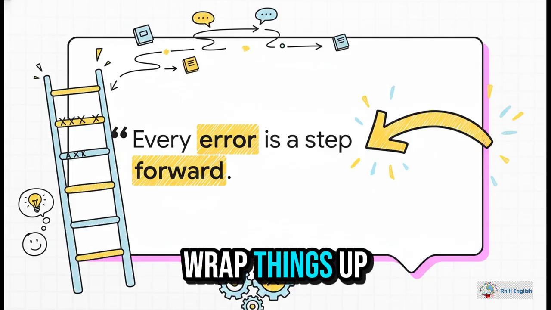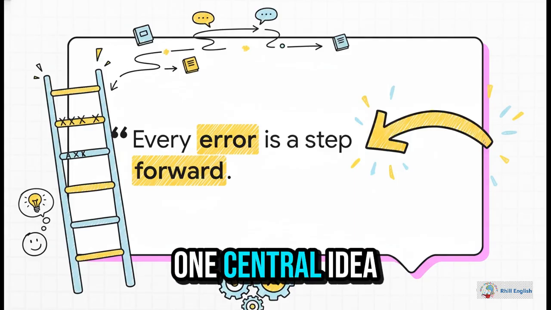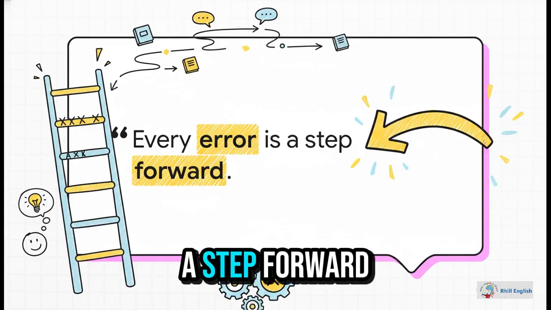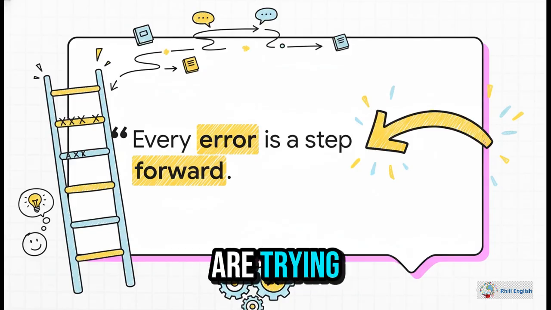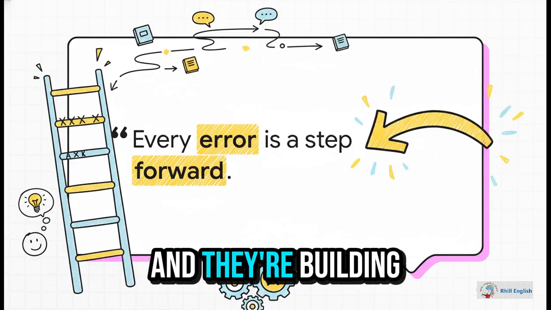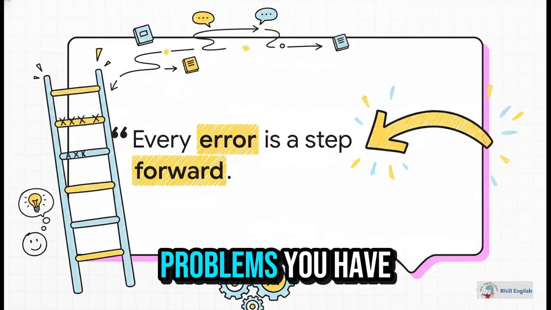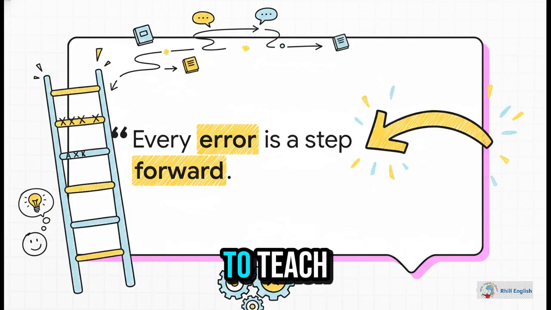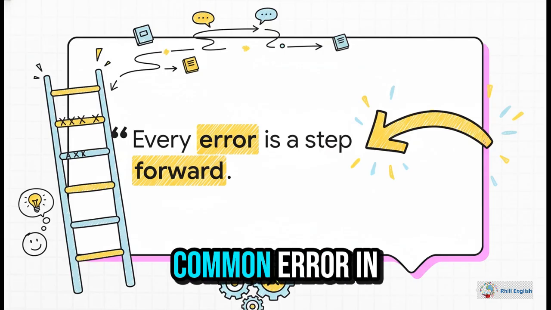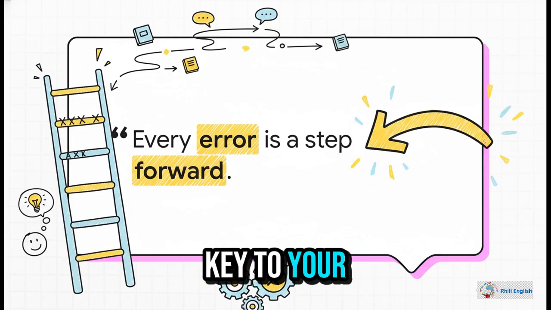So, as we wrap things up, let's just come back to this one central idea. Every error is a step forward. It's a sign that your students are trying, they're experimenting, and they're building their own unique path to fluency. So see their mistakes not as problems you have to fix, but as opportunities to teach. I mean, what if the most common error in your class is actually the key to your best lesson next week?